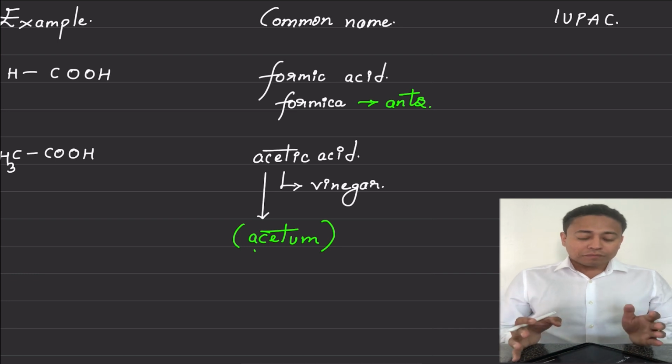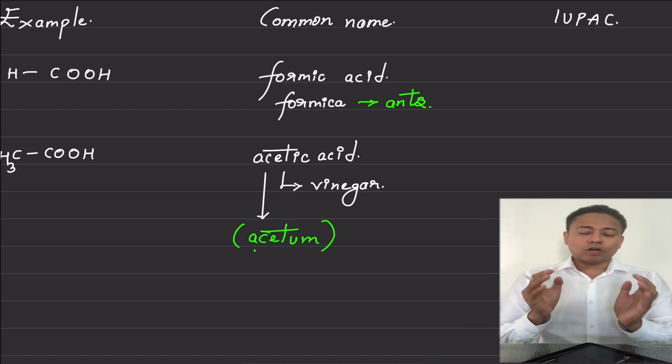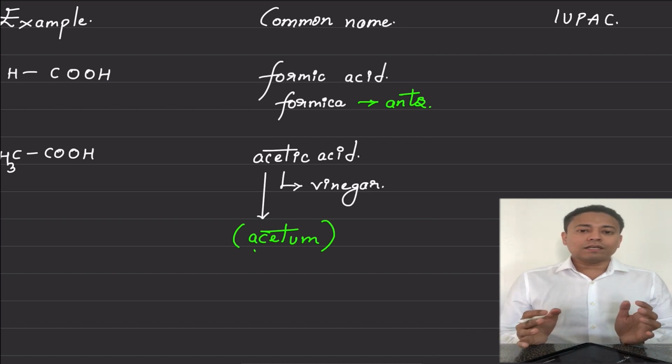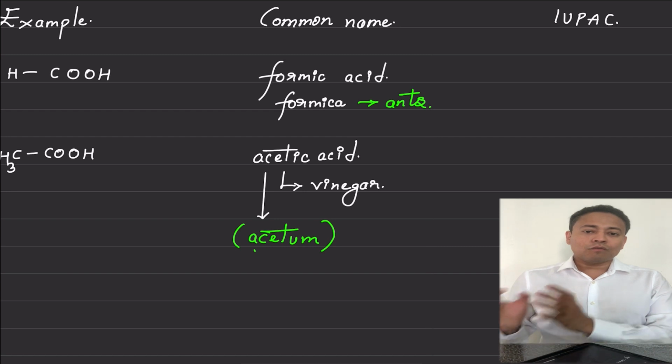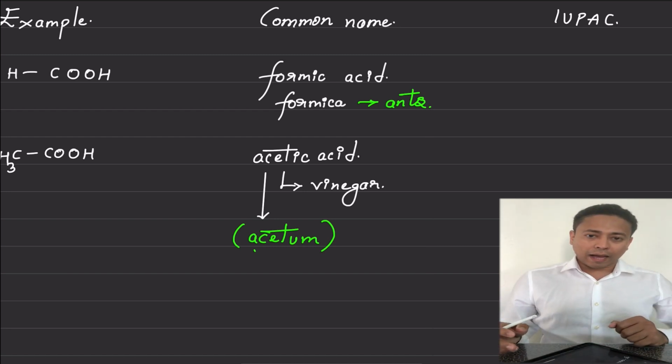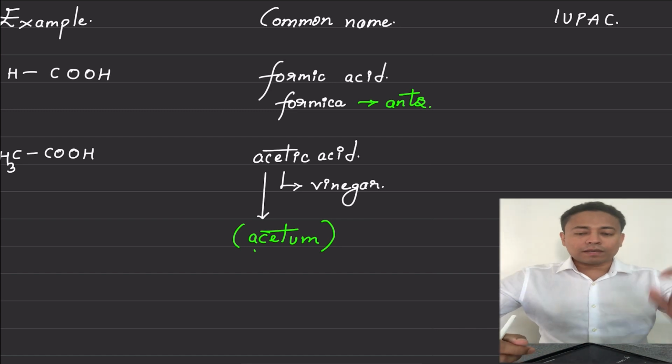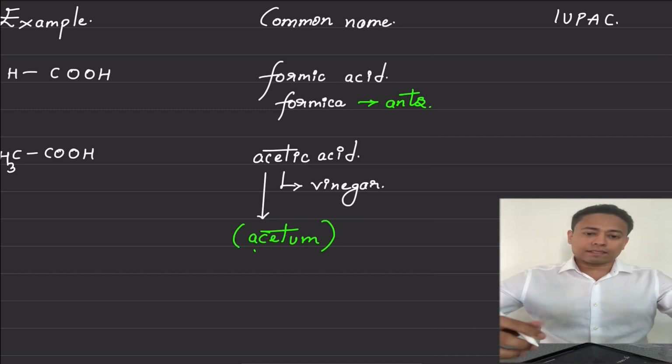So now it's the same acetic acid. The term acetic acid has come because the 2 carbon atom carboxylic acid was termed acetum when we used to find it as a byproduct during the synthesis of alcohol. This is why we use the term acetum, acetic acid.